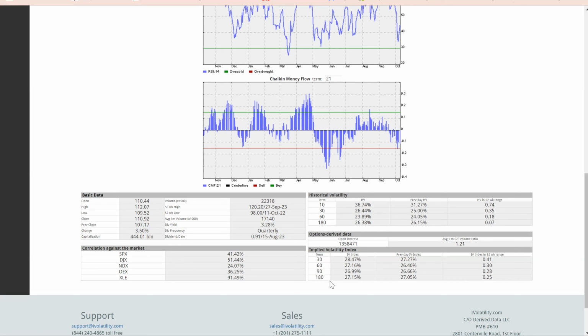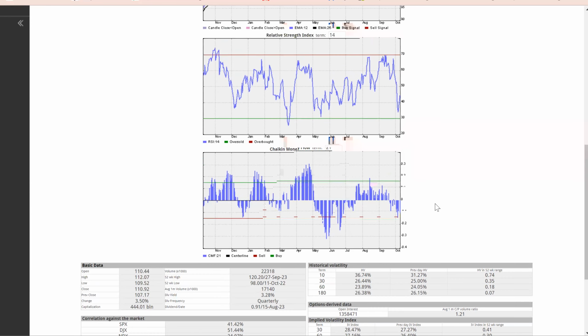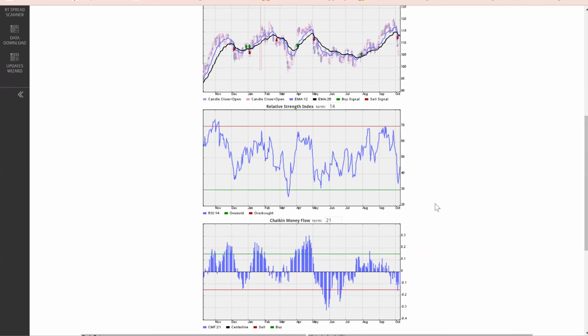And then as we look into the future, we could see the market's kind of undecided what's going to happen, right? Because our implied volatility is 28.47. If we look 30 days out, it's 27%. If we look 60, 26, basically 27 if we look out 90, and 27.15 if we look at 180. So the market is kind of undecided on how volatile Exxon will remain going forward. But looking back, this has been a name that's been increasingly volatile over the past 6 months.